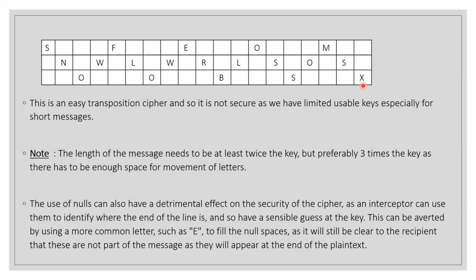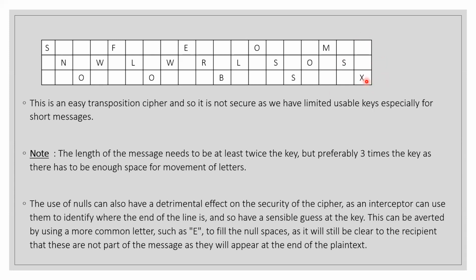Also, the use of nulls that we use here can have an effect on the security of the cipher, because an individual who is trying to gain access to the confidential message might know that there is an end of the line here, so he can have a sensible guess at what key was used to encrypt this message.